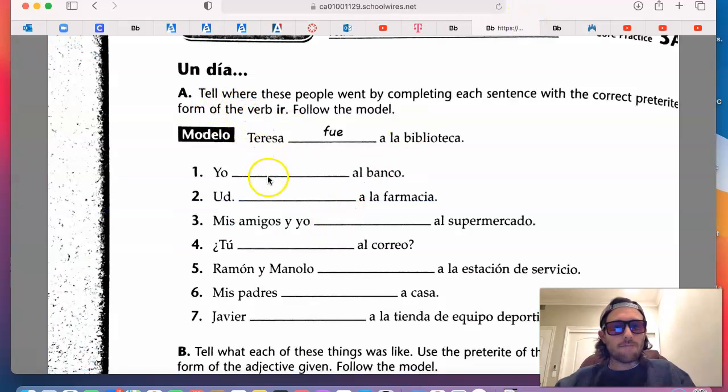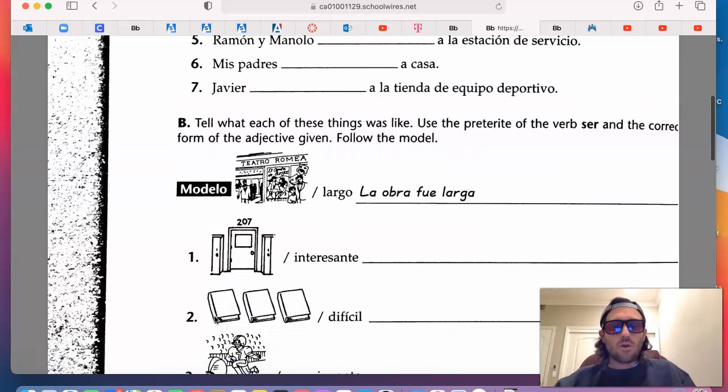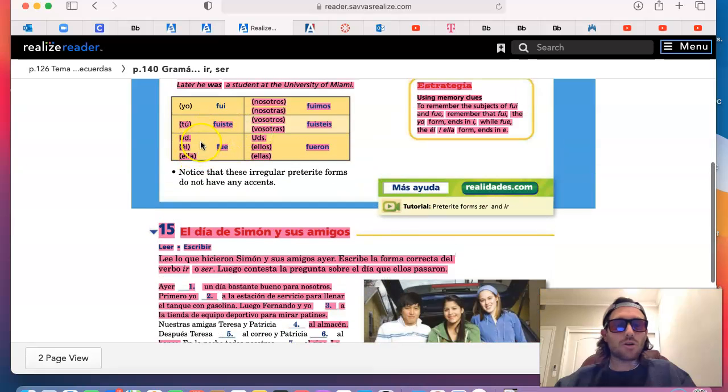All right, so that's part A. I don't think there are any curveballs in here. Pretty straightforward. Part B, you are creating full complete sentences using the correct preterite form of the verb ser. So for example, la obra says a work of theater. La obra fue larga. Adjective provided there, and then we're using fue because we're talking about la obra, an event that's singular, so that's why we're using third person singular.